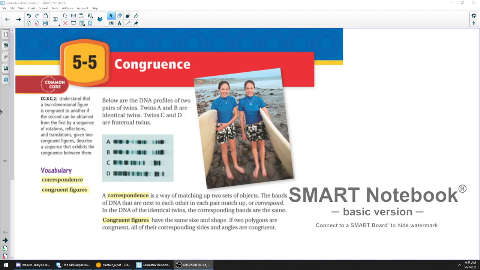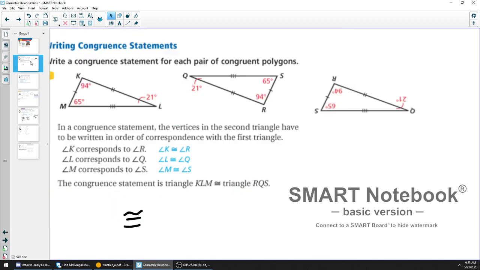Hello. Today we'll continue on congruence. Remember, congruence means they have the same shape and size. So they look exactly the same like twins. Now mathematically, when we see that, don't forget this means it's congruent. Alright? So they're the same.